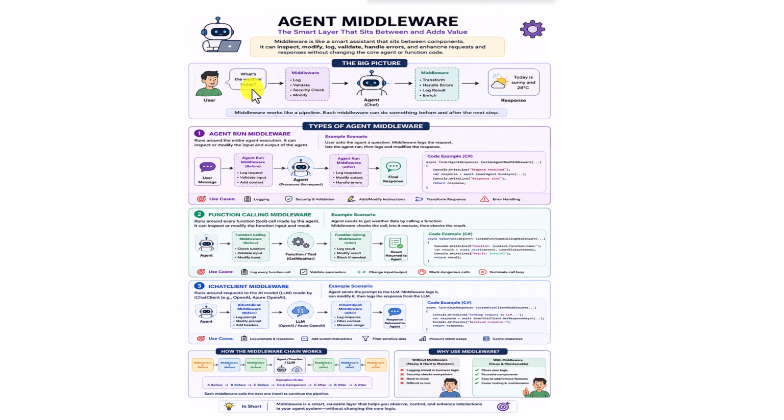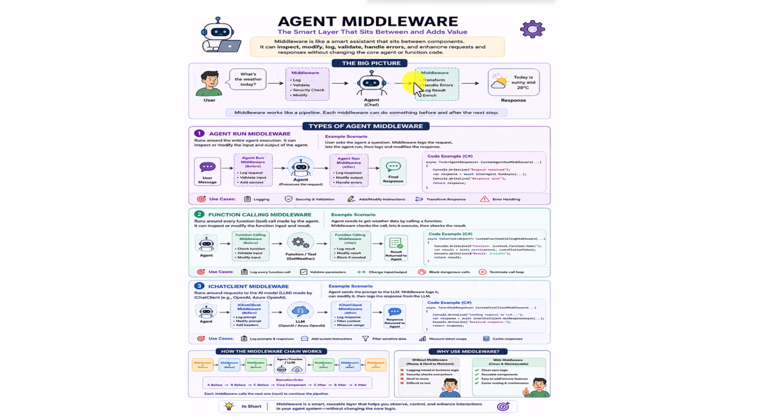The user asks, "What is the weather today?" Before the question reaches the agent, it first passes through the middleware. The first middleware can do things like log the request, validate the input, check security, and modify the message if needed. After that, the request reaches the agent. In this image, the agent is shown like a chef. The agent processes the request and prepares the answer.